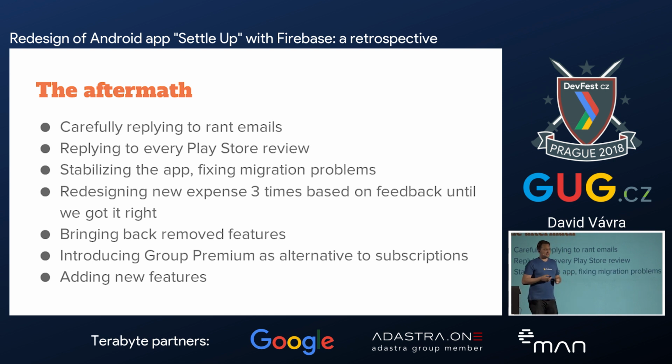We were also stabilizing the app. We were fixing the migrations problem with the data. We found out from the feedback that the new expense flow, which is the most important thing to do, you do this every day, had some serious UX issues. It takes too many clicks. People were annoyed. Our designer also left before the release, so we didn't have a designer. So with developers, we had to redesign it 3 times, iterate it to make it right. I think now it's pretty good. Nobody complains. It's really fast. But it took us 3 iterations in production.